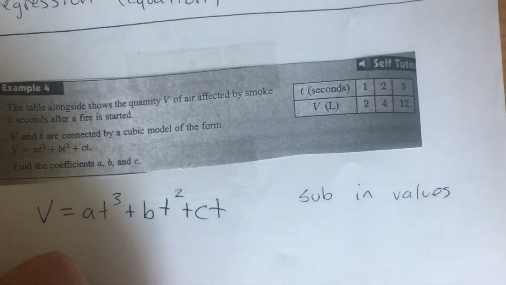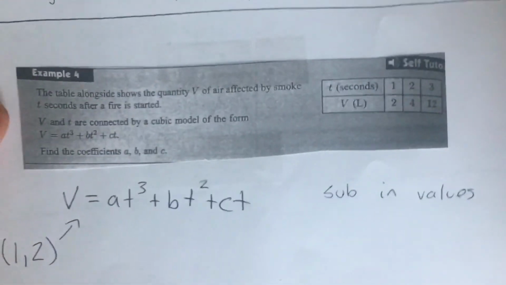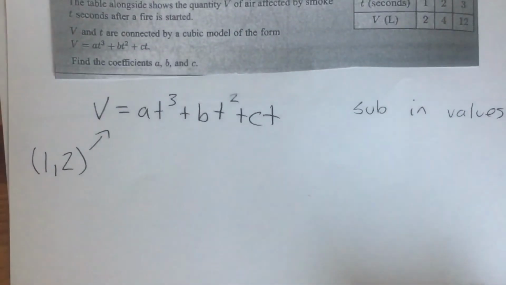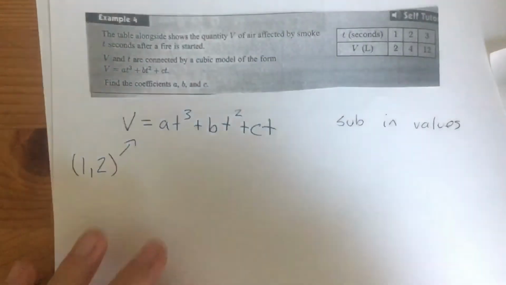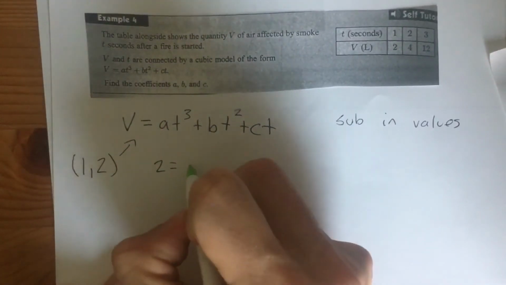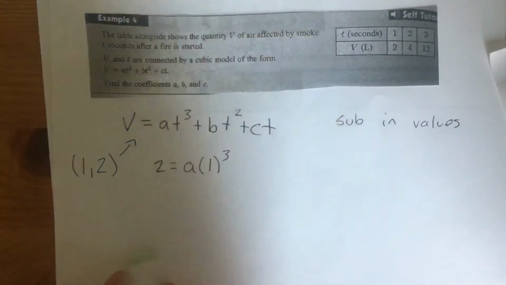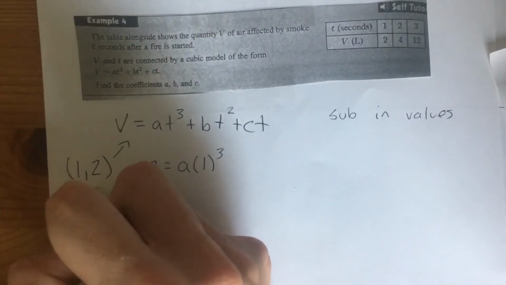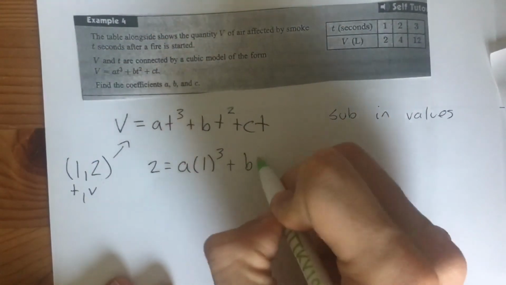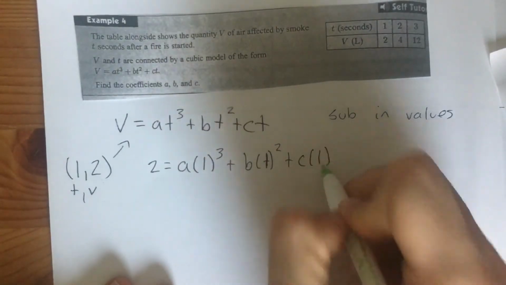So I'm going to sub in the coordinate 1, 2 into this equation up here to get something that I can write. So what that looks like now is we're going to say, okay, well, V is 2, so 2 equals A times 1 cubed, because this is T, this is V here. So we're going to say plus B times 1 squared plus C times 1.